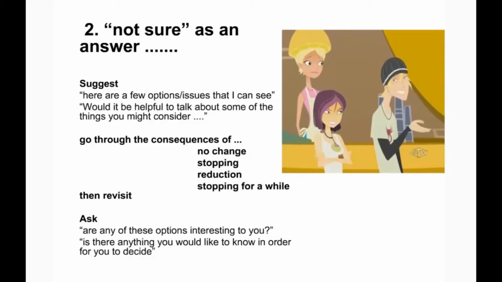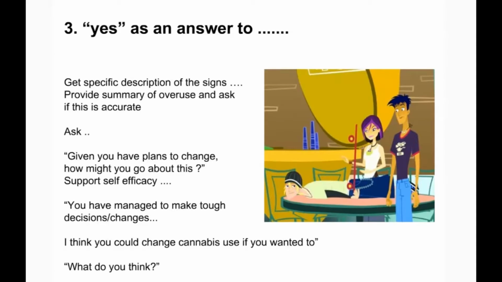Now, if a person's not sure, saying, look, I'm not sure, I don't know if I'm ready, you might suggest, here are a few options or issues that I can see. Would it be helpful to talk about some of these things, in order that you may consider them? And then you might go through the consequences. What would happen if there was no change, stopping, reduction, and so on. And then revisit: look, are any of these options interesting to you? Is there anything that you'd like to know in order to decide, I want to cut down, or no, I'm happy doing what I'm doing. So I think it's very important to explore that with them. So that is when someone is unsure.